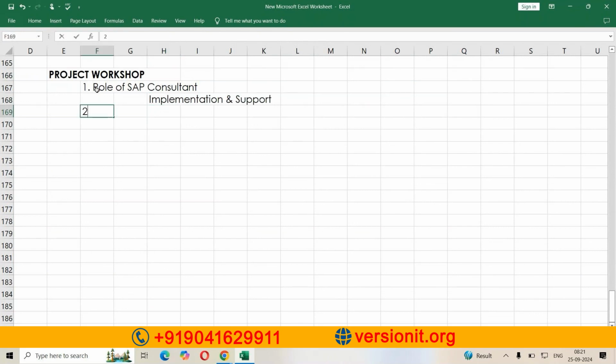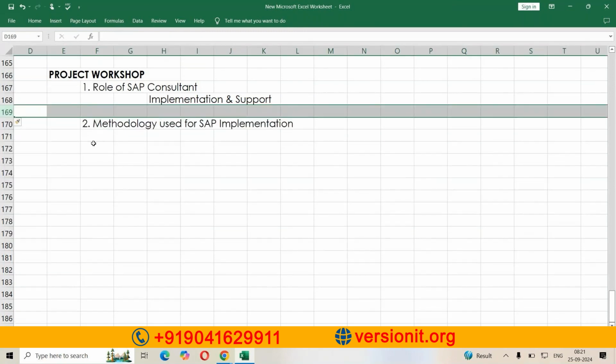Second, we try to learn the methodologies used for SAP implementation. So in the real time, how SAP projects are going to be handled. What are the different phases involved in it? And in each and every phase, what is going to be the role of a consultant? We try to work with that.